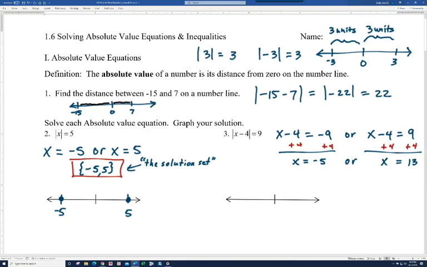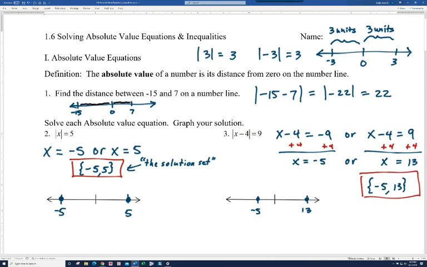So our solution set here, and this is an OR, we have two answers here. Our solution set is -5 and 13. And so again, I'll go ahead and graph those, or plot those on a graph or a number line.